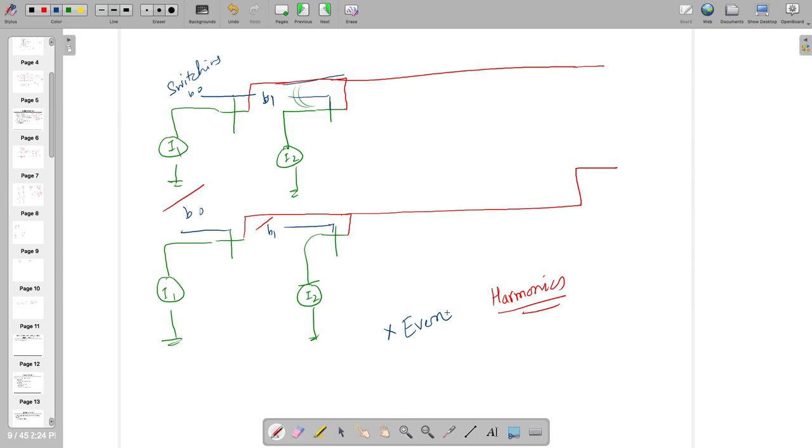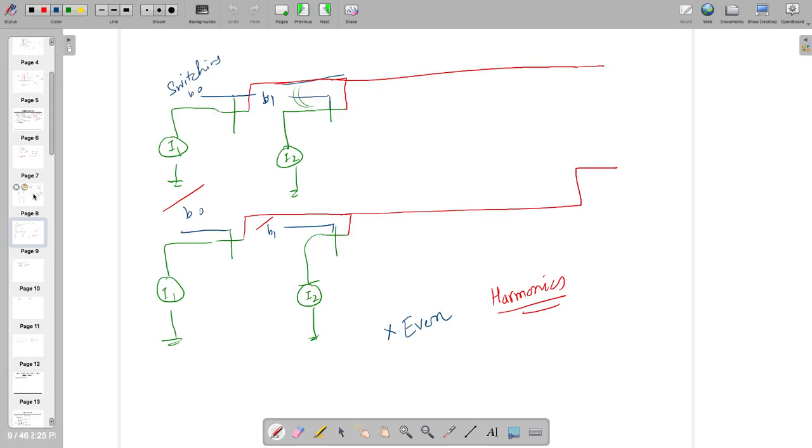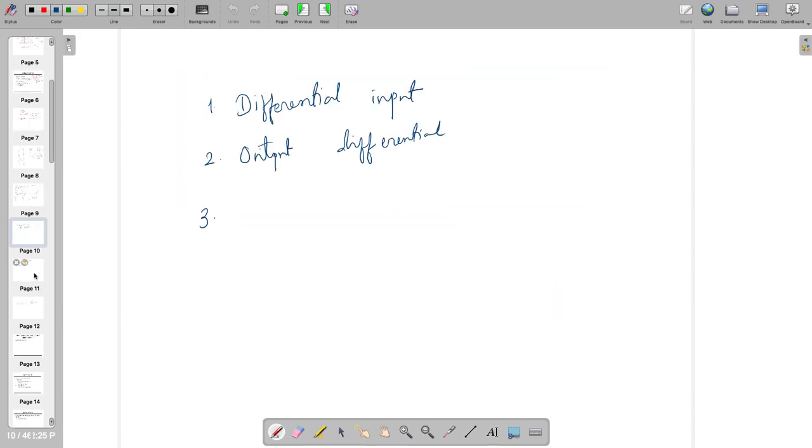Just look at this. This is the layout. So what is the requirement of any circuit to get even harmonics as zero? What is the requirement? Differential input. Okay, so there is a differential input. No problem. What else? Output is also differential. Okay. Okay. What else? If it is differential, then common mode will go. But all these things will happen when. Okay. So, do you know any other condition than this one?